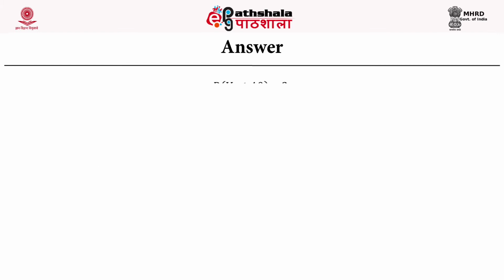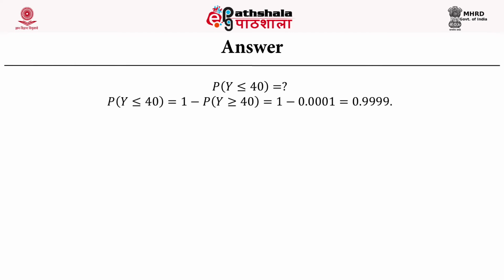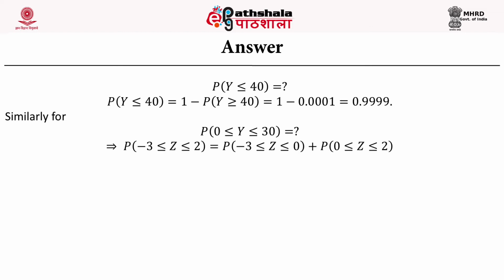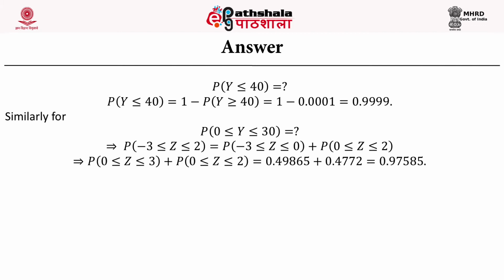Similarly, we get the probability of y less than or equal to 40, which is 1 minus the probability of y greater than or equal to 40, because in the continuous case the equality doesn't matter, but in the discrete case the equality matters. Here we are taking a continuous case, so it doesn't matter whether you take greater than or equal to or less than or equal to, but generally we take the continuous case on the right hand side. So 1 minus 0.0001 is equal to 0.9999.